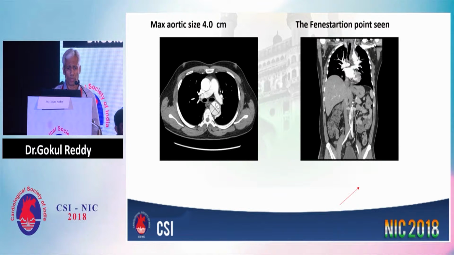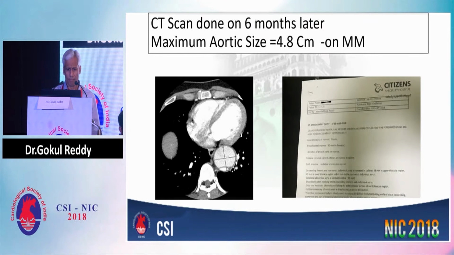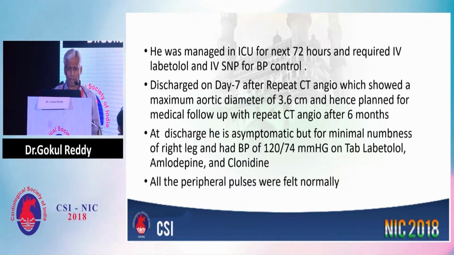This is a CT done probably a month later. We have an aorta of 4 centimeters, and this exit point is clearly seen. So both the iliacs, now you can see a normal flow here. He was managed in ICU for the next 72 hours, and required labetalol and SNP for the next 40 hours. He was discharged on day 7. The aortic diameter at discharge was 3.6 of 4 basically.